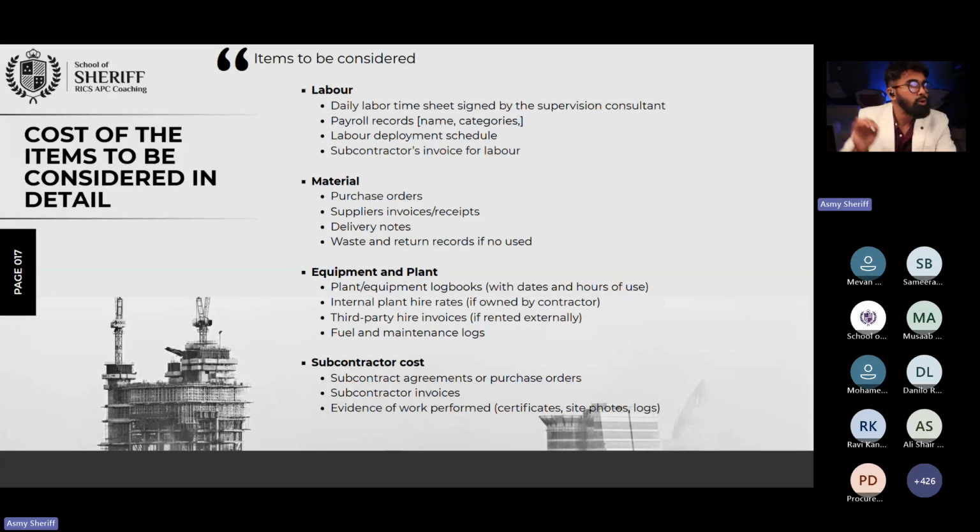This employee under you, give us the payroll you paid. And the labor deployment schedule. You already got an approval from us to execute this additional work, you are going to bring an additional 20 people. Give us that. And if you are going to appoint subcontractors, give us the invoice.